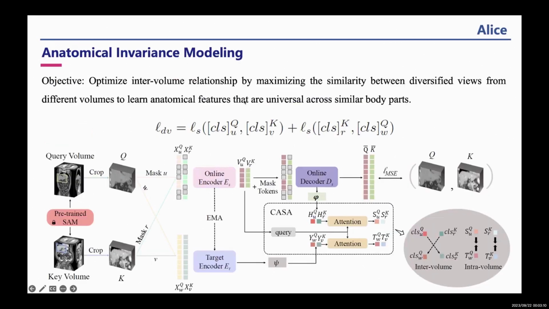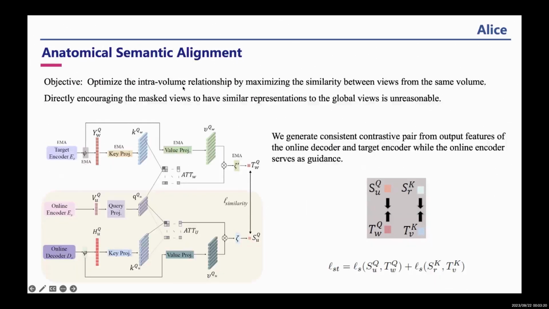After the alignment, ALICE maximizes the similarity between the high-level embeddings of the 2 view pairs from Q and K. At last, ALICE optimizes the intra-volume relationship by maximizing the similarity between views from the same volume.